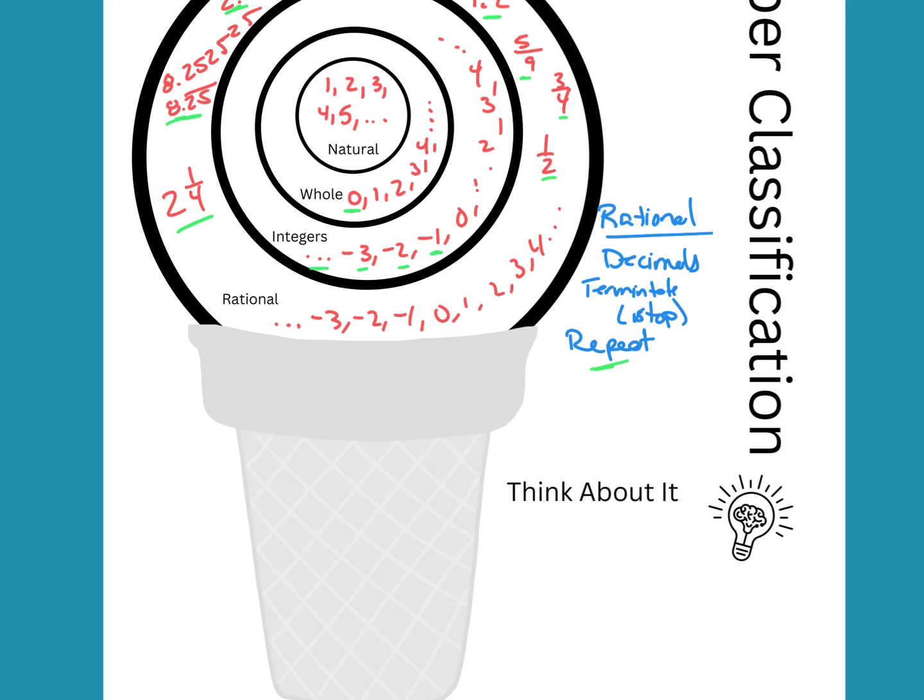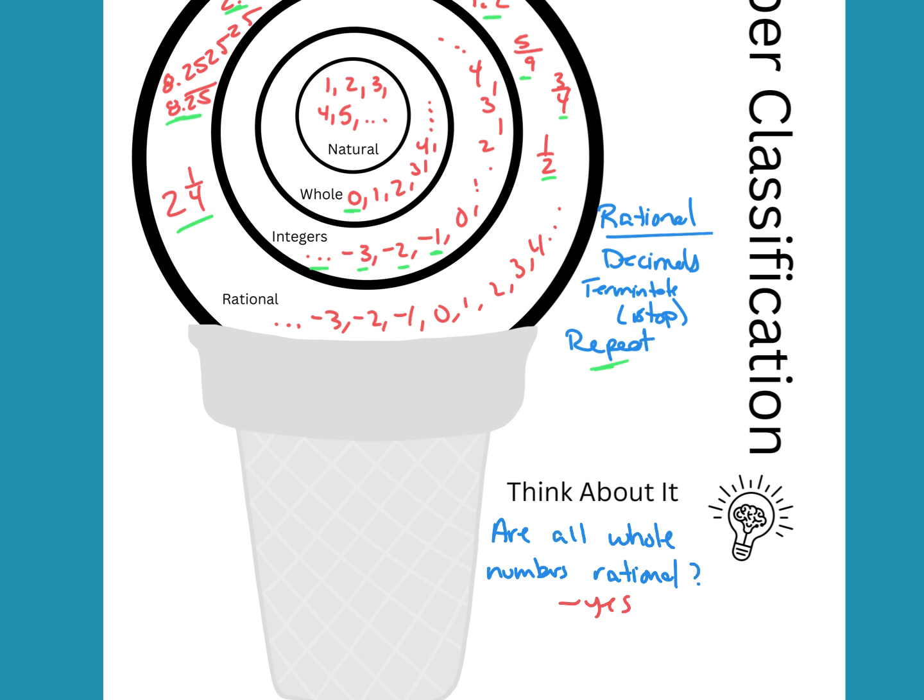So I'm going to write down a question. Are all whole numbers rational? And we look at the whole numbers. Do the whole numbers fit inside our rational circle? Yes. Then are all whole numbers rational? Yes, because it fits inside that circle.